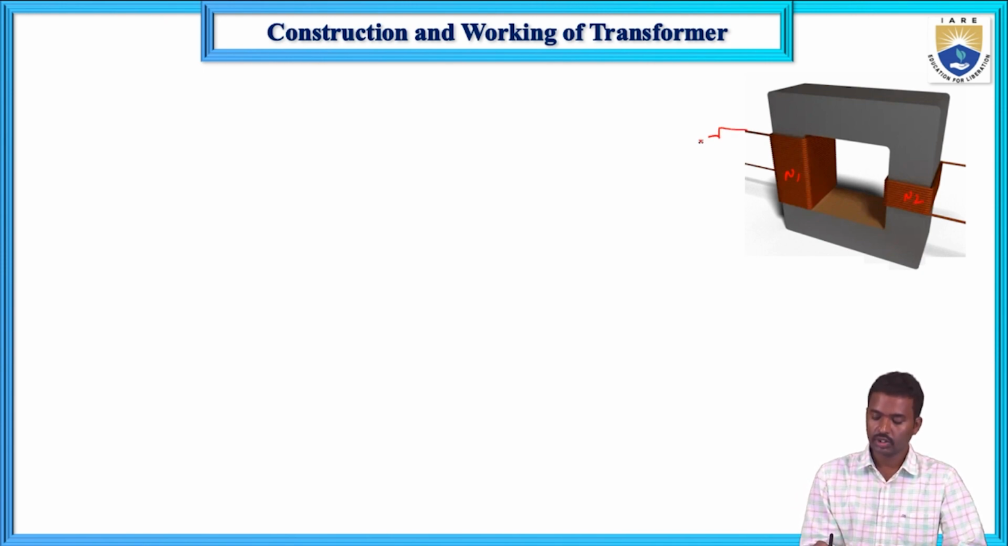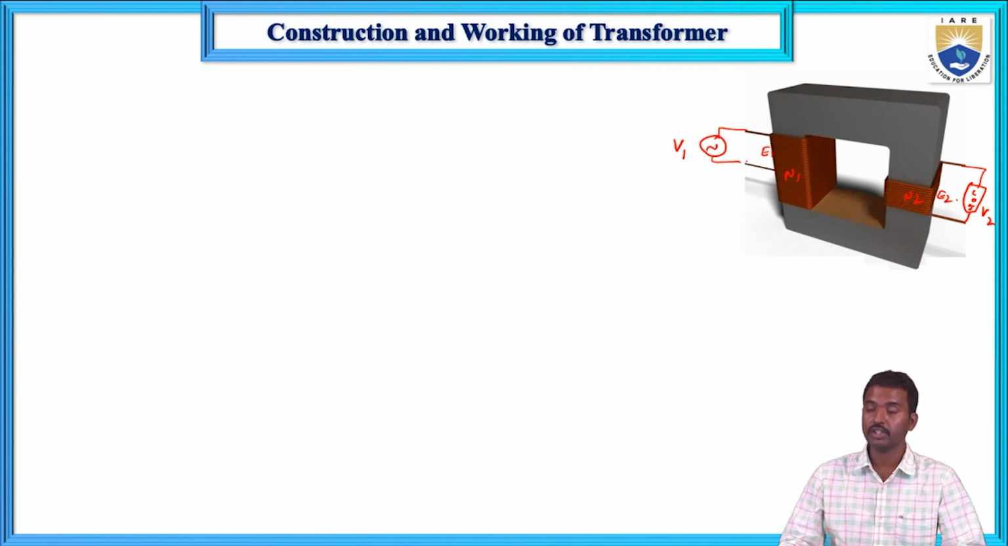The winding connected to the supply is known as the primary winding, and the winding connected to the load is known as the secondary winding. The primary winding voltage is V1 and the load voltage is V2. E1 is the induced EMF in the primary winding and E2 is the induced EMF in the secondary winding. I will explain these terms in the working concept. So first, how it works: when you give the AC supply, the transformer works on AC supply only. It will not work on DC supply.